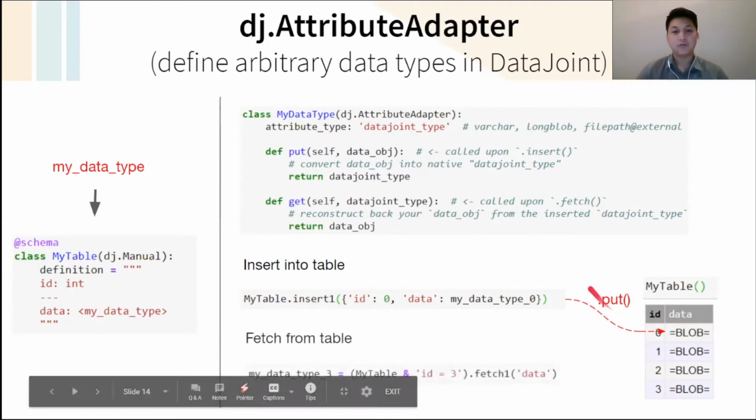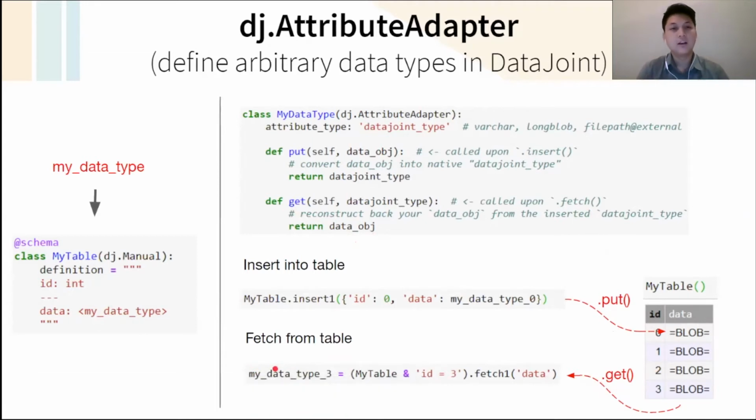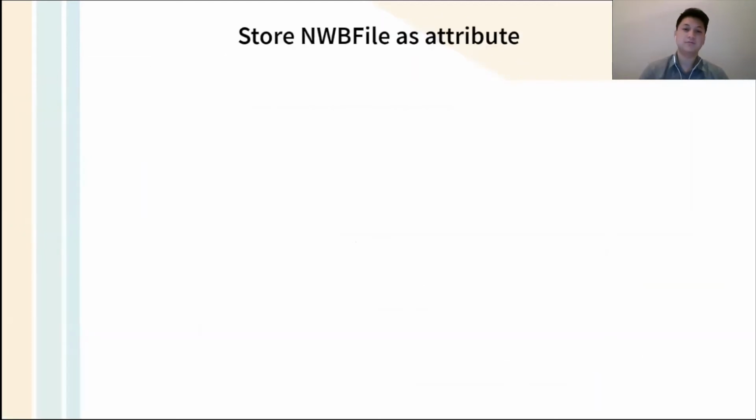And whenever I call fetch, whenever I fetch back from the table, what happens is that the get method would get invoked, taking the data stored in the table and going through this get method to reconstruct the actual data type and return back your actual data type. So with these features, of course, we can start thinking about DataJoint and NWB integration by defining a new adapter class for NWB objects, right? Exactly.